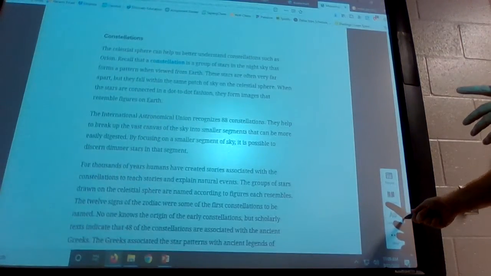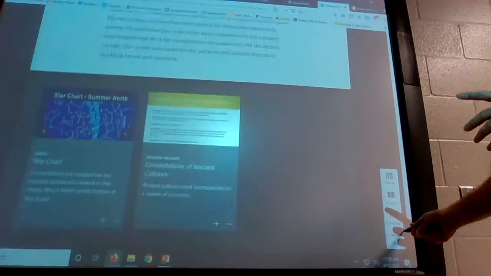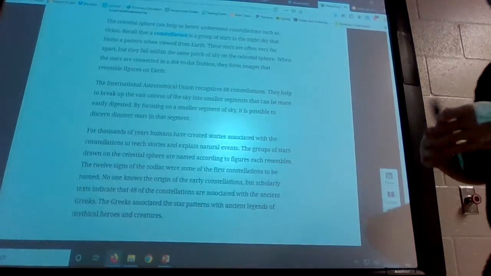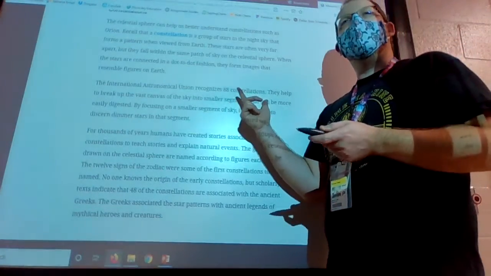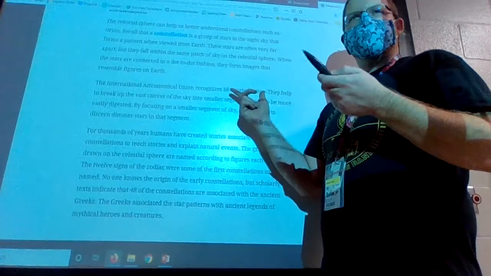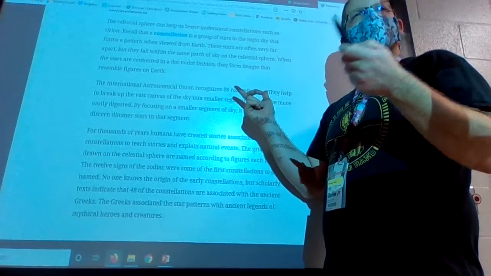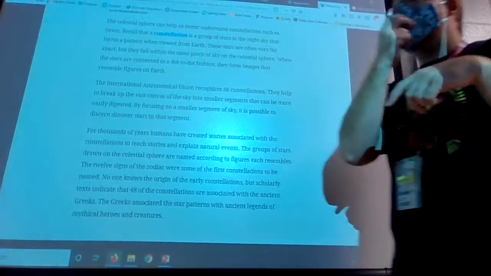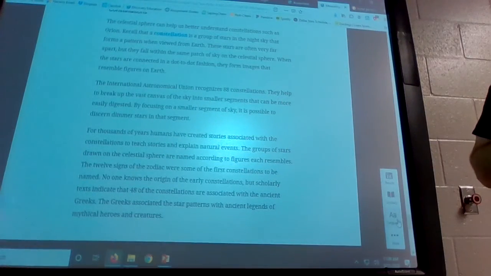Let's see. They talk about a couple of constellations. I don't know that there are any questions about the constellations, but there are a lot of them. There are 88. If you don't know what the Big Dipper and the Little Dipper are, I feel sorry for you because those are the easier ones, but you should be able to see them. I will say it's really hard to see both of them.